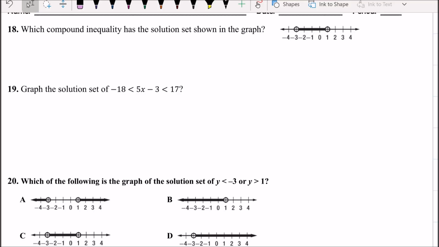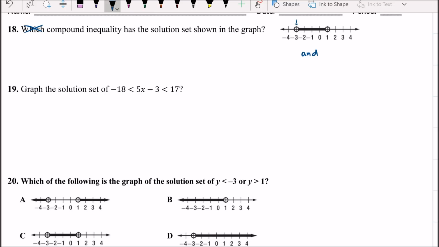Problem 18. Which compound inequality, I guess in this case we don't have multiple choice. We're going to write the compound inequality that has the solution set shown in the graph. Alright, so far we see that there are two values, -3 and 1, and the solution is between them. So we know this one is going to be the AND problem because we talk about the intersection.